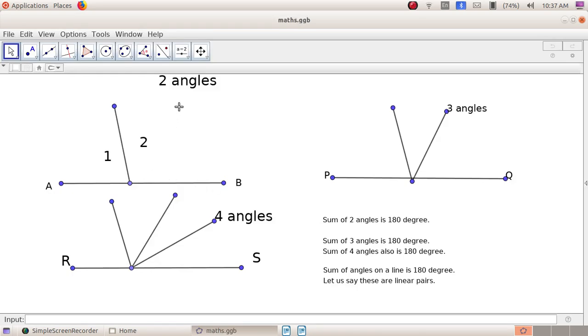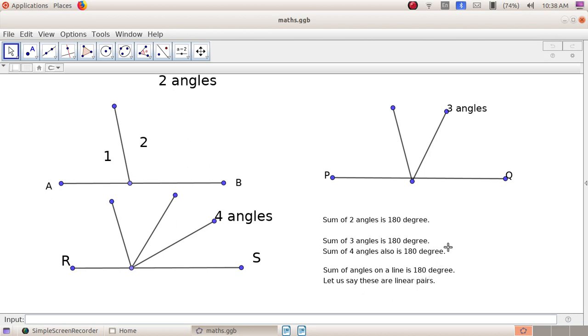See, these are the angles here, first section. In figure 1, line AB, and another line meets at the midpoint of AB, forming two angles. And here on the line PQ, three angles are forming, and on the line RS, four angles are forming. Anyhow, the sum of two angles is 180 degree, the sum of three angles is 180 degree, and the sum of four angles also is 180 degree. That means the sum of angles on a line is 180 degree.